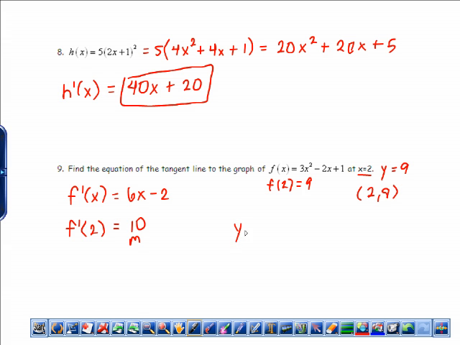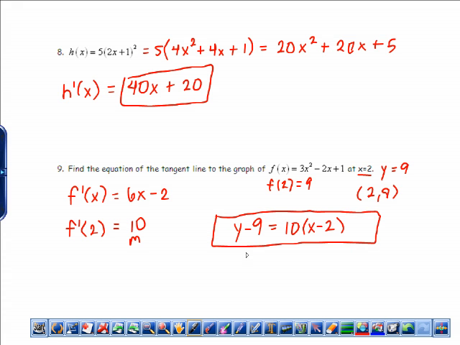And we do slope-intercept form, or point-slope form. y minus 9 equals 10, parentheses, x minus 2. Leave your answer like that. You could multiply it out and simplify it if you wanted to, but this is fine.